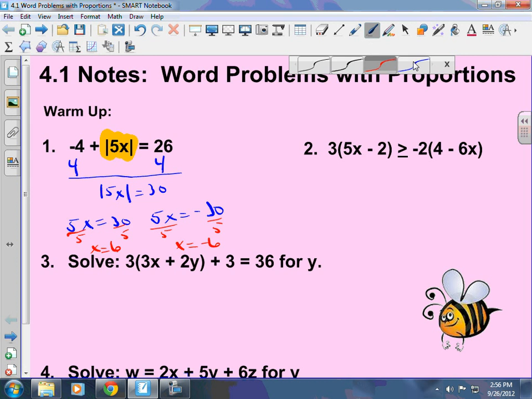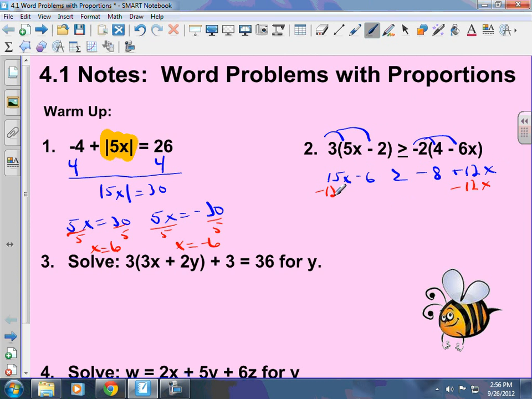Okay, this one I have to distribute. 15x minus 6 is greater than or equal to negative 8 plus 12x. So now, I tell you, always move the smallest number with a letter first. 12 is smaller, so I'm going to subtract 12x from both sides. Notice how I line it up underneath what I'm going to combine it to. Neat work is the key for success here, guys. 15 minus 12 is 3x minus 6 is greater than or equal to negative 8, because these cancel.